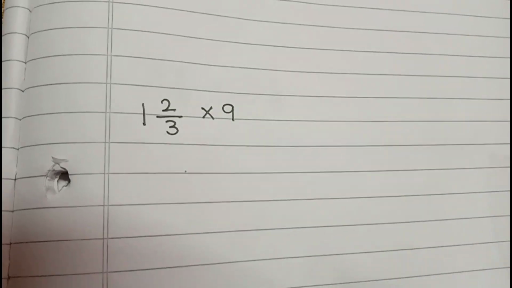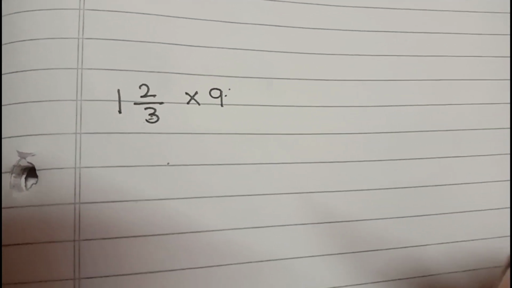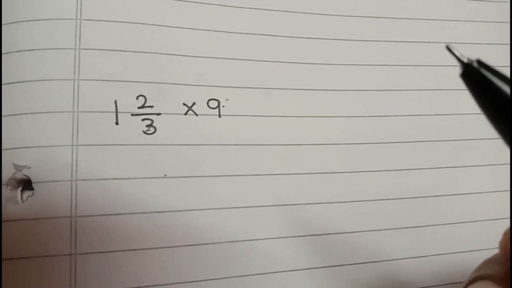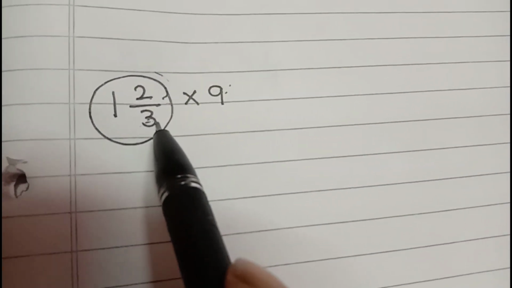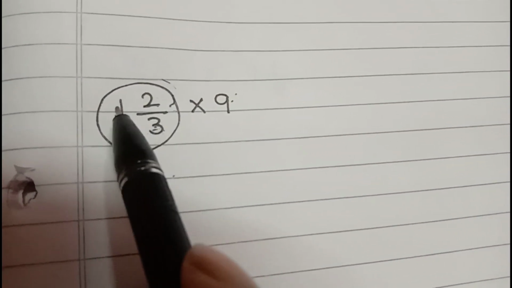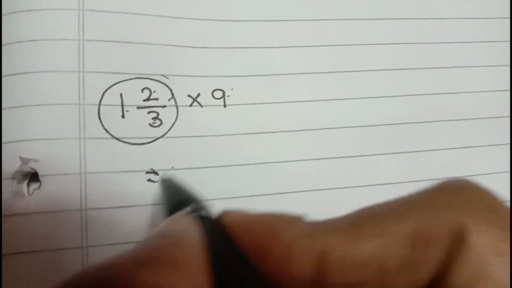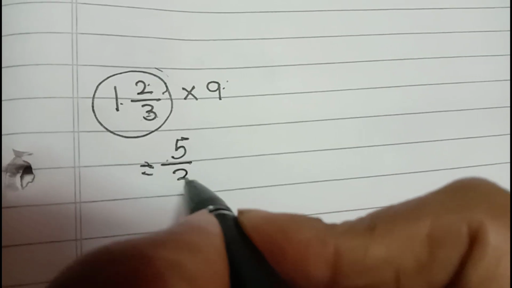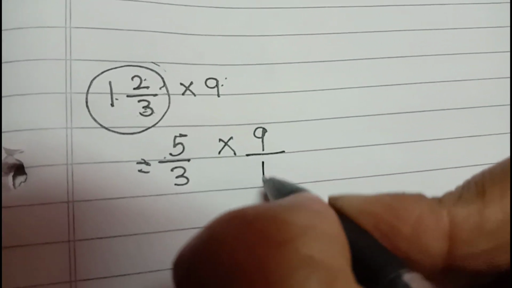Here I have a mixed fraction. तो mixed fraction क्या मैं ऐसे ही cancel कर दूँ? No. We cannot cancel like this. First, I have to change this mixed fraction into improper. How? इन दोनों को multiply करते हैं और फिर इसको add करते हैं. 3 1s are 3 plus 2. That is 5 upon 3 and this whole number has a hidden denominator 1.